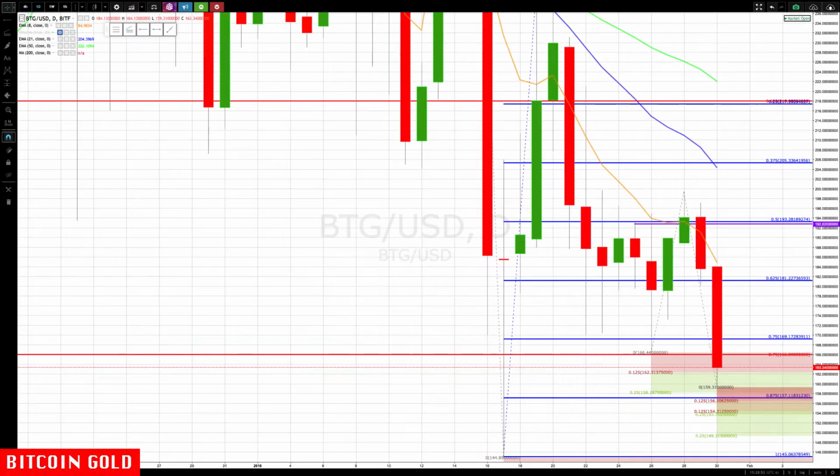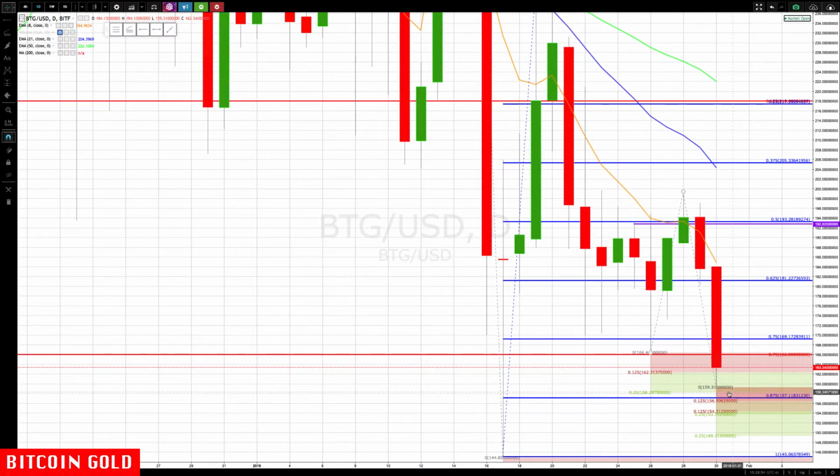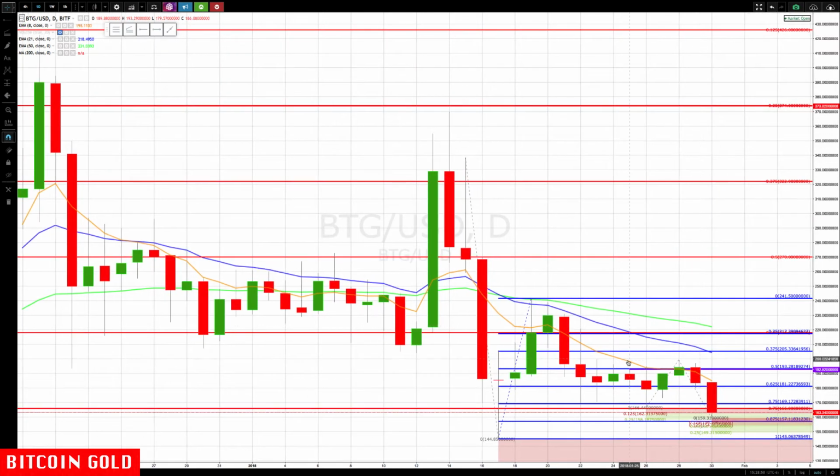Daily chart for Bitcoin Gold. Again, rotation zone against us. Let me resize this so it's not so sloppy. Major level to watch for if we continue lower, 144.85, which is a spike low on the mid-January sell-off. So that's going to be very key there.